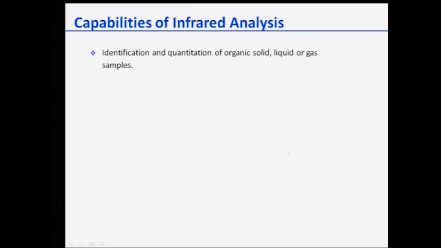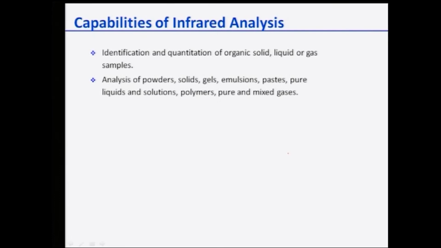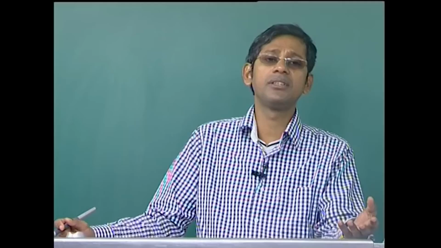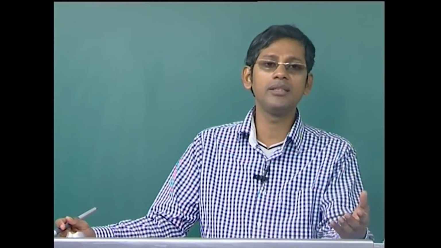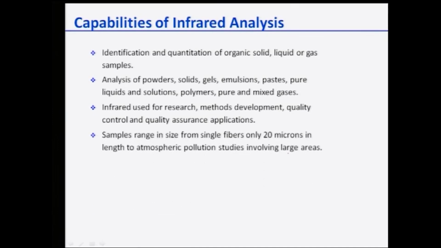Okay, so what else can infrared spectroscopy do? It can identify and quantify organic solids, liquids and gases. It can analyze powders, solids, gels, emulsions, pastes, even pure liquids or solutions, polymers, and even pure and mixed gases. So that means it can analyze everything: solid, liquid, gas. That is why the versatility of this technique is so important. It can be used for all kinds of research activities like quality control, quality assurance, and nowadays as scientists we use it to detect the presence of different kinds of bonds.